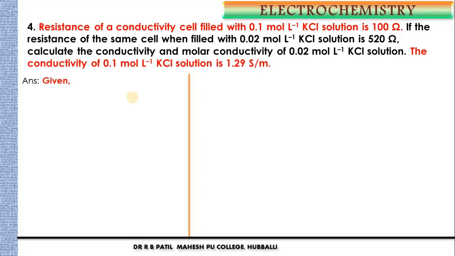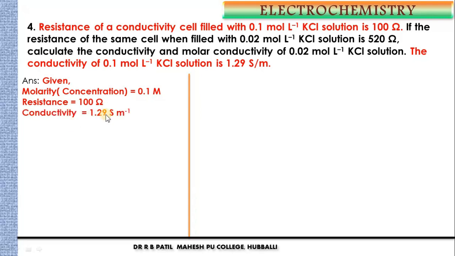First, let us write down the values. Molar concentration 0.1 molar, its corresponding resistance is 100 ohm, its corresponding conductivity K is 1.29 Siemens meter inverse. See here, the unit is Siemens meter inverse. Now let us use K is equal to 1 by R into L by A. So this is L by A, the cell constant, R is resistance, K is conductivity. So let us substitute this conductivity here, resistance here. Let us calculate L by A in the first step.